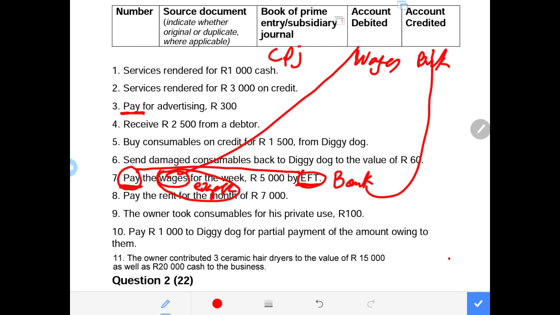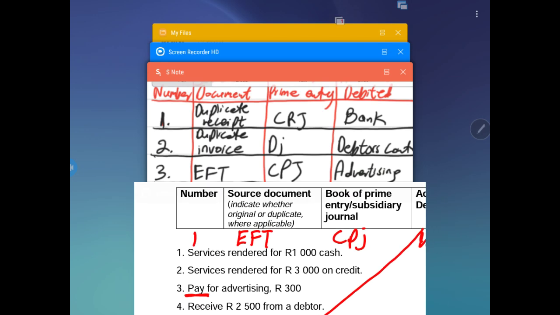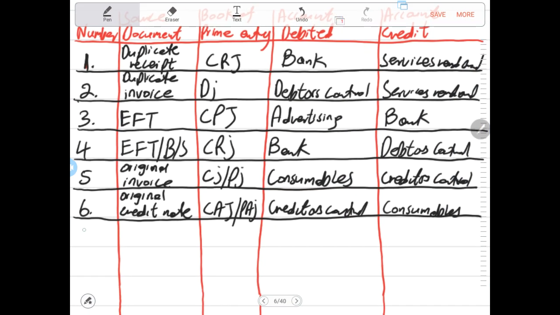Source document, that will be obviously if we are paying, that will be EFT. As I mentioned to you, if there's a payment, either money is coming into the business or money is going out of the business, just write EFT because it's very likely that it will be EFT because we no longer use checks. Then that is under our number 1. Then we record our number 7 once again after the analysis.